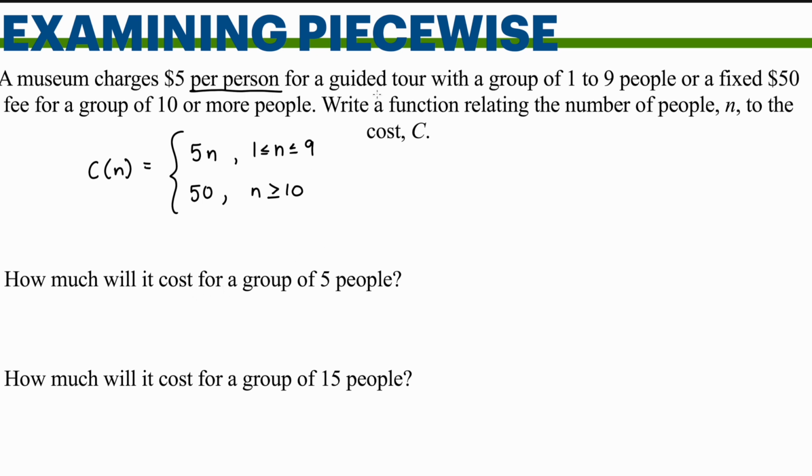So the first thing is they want to know the cost for 5 people. Well, you're looking for which domain 5 people is in. 5 is going to be inside this domain, so you'll actually plug 5 into N. So 5 times 5 means it is going to cost $25 for 5 people. 15 people is inside this domain, which means your answer is automatically $50, no matter what.